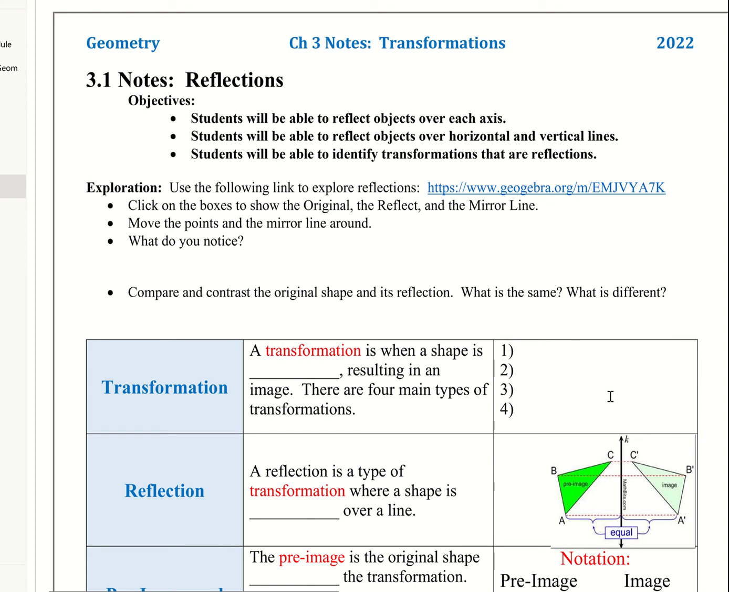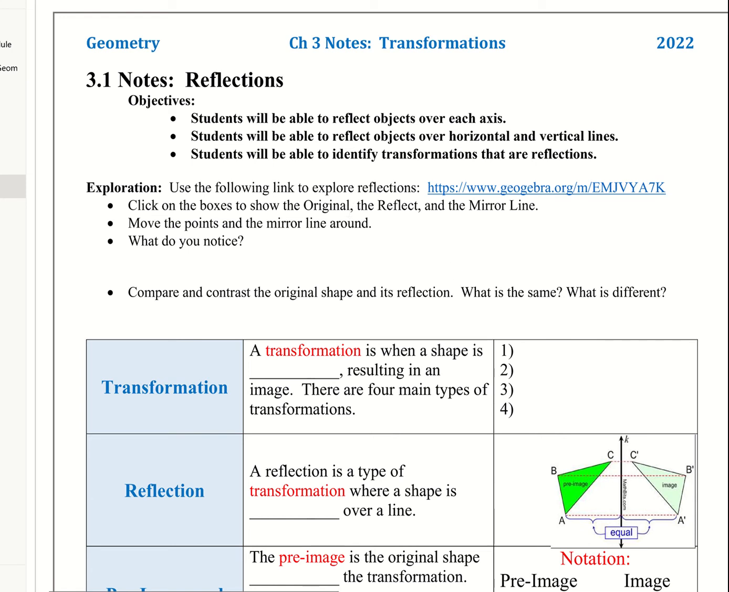Transformations. Think about like Transformers, the movie Transformers. Not sure if you ever watched Transformers as a child, but like the robots in disguise or the movie. The TV show's way better than the movies, in my opinion.